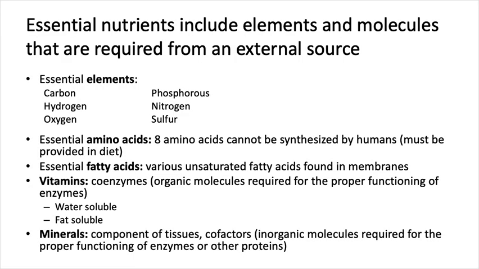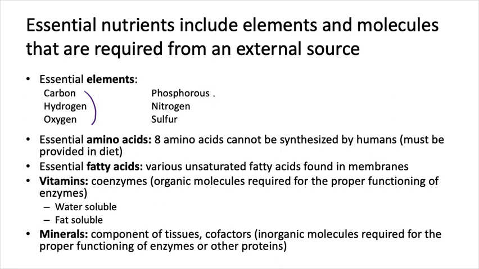Essential nutrients are elements or other molecules and compounds that are required from an external source. So they are chemicals that we cannot make on our own. So this includes the 6 elements that are most abundant in cells. And this is a review from Unit 1. You should know in which macromolecules we find carbon, hydrogen, and oxygen. Hint, it's all 4 classes.